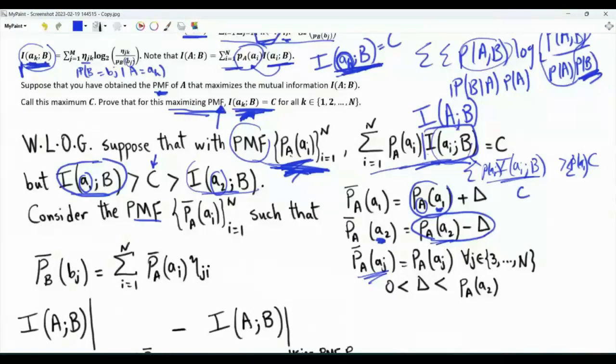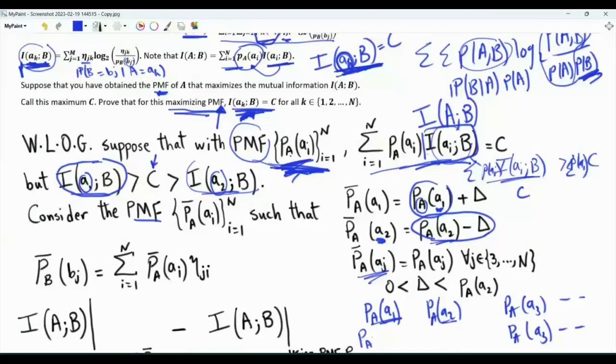So we have the PMF of random variable A that is claimed to maximize the mutual information. This is the probability that random variable A is equal to small a1, and then small a2, and then small a3, and so on. We will work with a new PMF. In that PMF, the probabilities will be kept the same except these two probabilities.